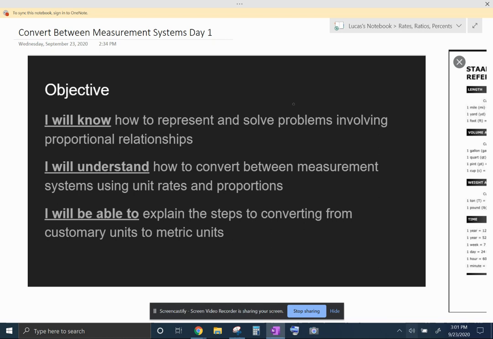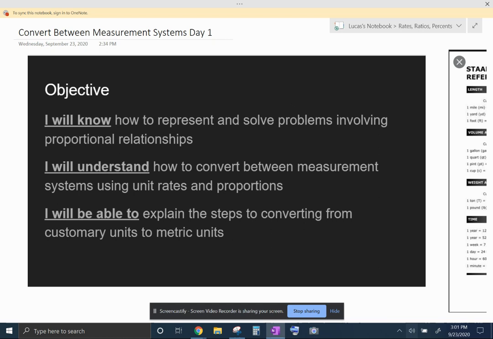So the objectives say, I will know how to represent and solve problems involving proportional relationships, which is exactly what converting between measurement systems is. I will understand how to convert between measurement systems using unit rates and proportions. So, things we've already been doing. The third thing is I will be able to explain the steps to converting from customary units to metric units. So, that's the only thing we're working on, converting from customary to metric.